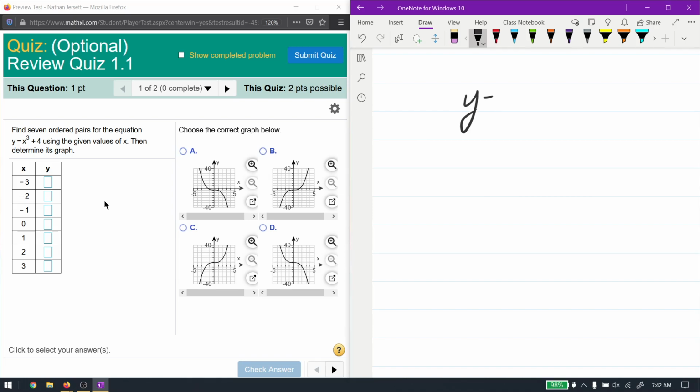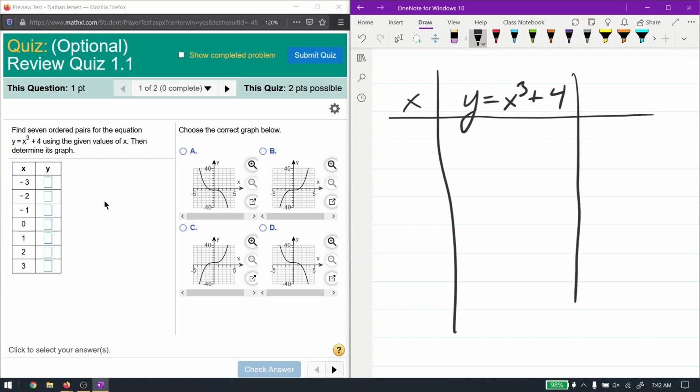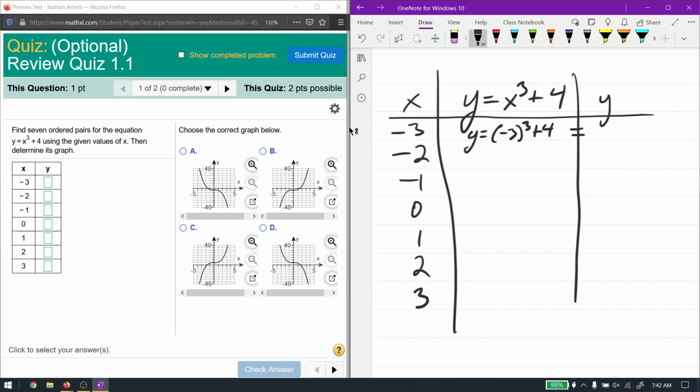So y equals x cubed plus 4. We're asked to find the graph for x equal to -3, -2, -1, 0, 1, 2, and 3. It's pretty standard to use 5 points. The more points you use, the better graph you can have. Or you can just use graphing software. That's the easiest way of doing it. But for this one, we're going to plug in -3 into the x spot and then calculate.